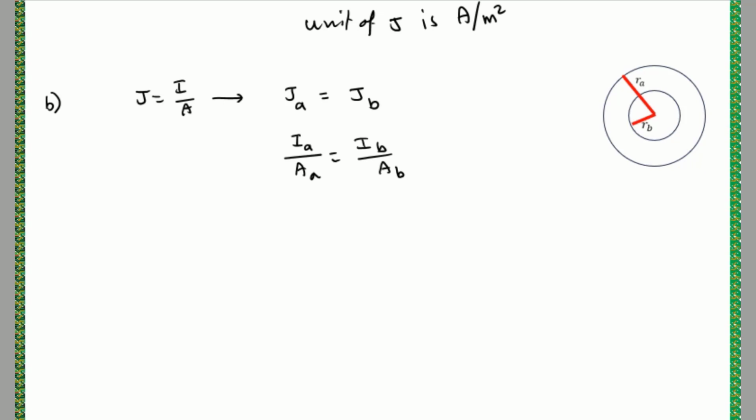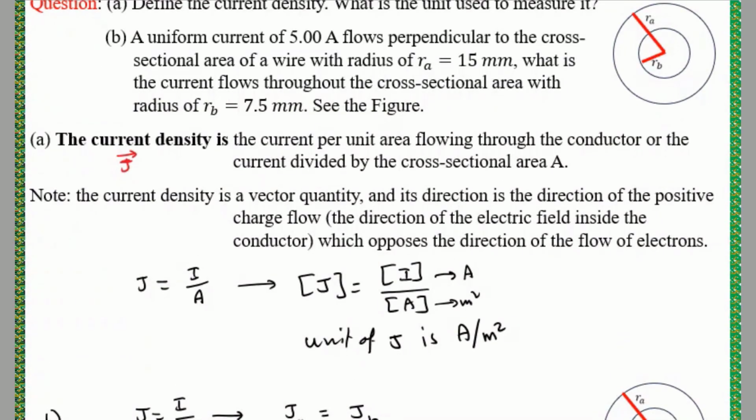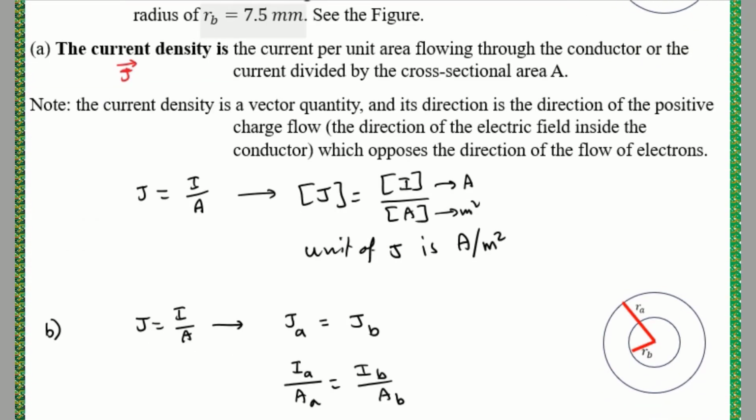Now, we know the current of A, but what about the areas? Area of A is pi RA squared, and for B it is pi RB squared. We can cancel the pi's. The current flowing through A is 5 ampere as mentioned in the question, and the radius of A is 15 millimeter, and for B it is 7.5 millimeter.